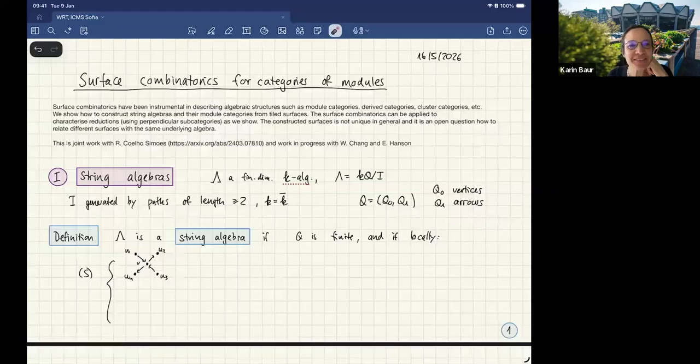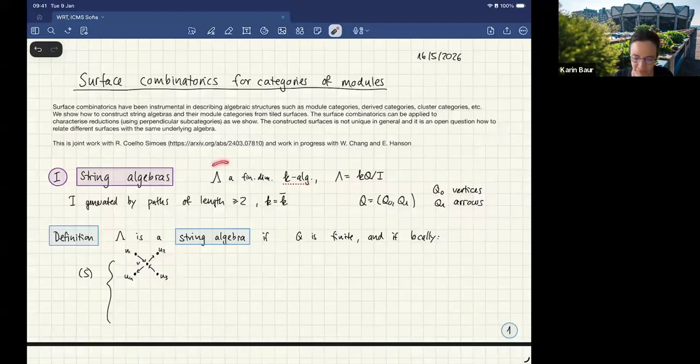Yes, I know the text is a little bit small, but that's only copying the abstract for my sake. I want to talk about geometric constructions for algebras, specifically for gentle algebras and string algebras. And first, I will explain what I mean by string algebra.